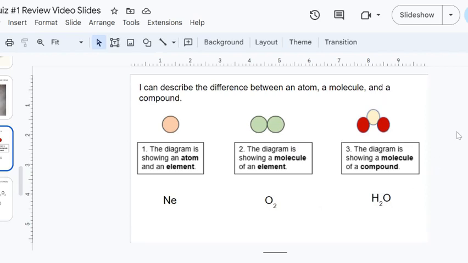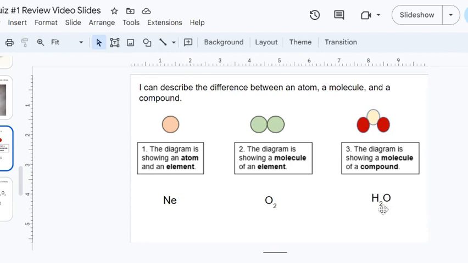This last example is of a compound. This diagram shows a compound because there's at least two atoms bonded together, but there are at least two different types of atoms. So we have a red circle and then we have this off-white circle. Since there's at least two different types of atoms, it's called a compound.